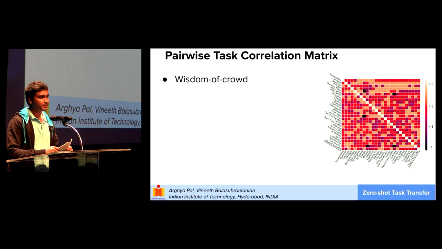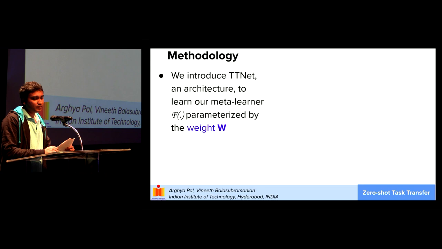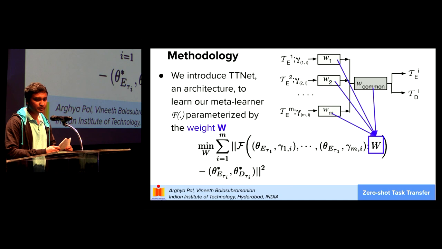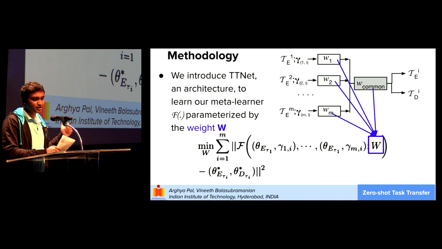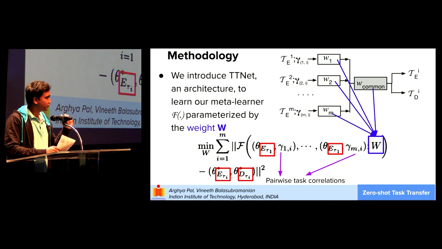In our case, the pairwise task correlation we took from the wisdom of the crowd. We asked a set of 30 experts to give the pairwise task correlation. So we propose a methodology that we call the task transfer network. That network is our meta function F, parameterized by W. Given all those known task parameters and the pairwise task correlation, we try to regress the zero-shot task.